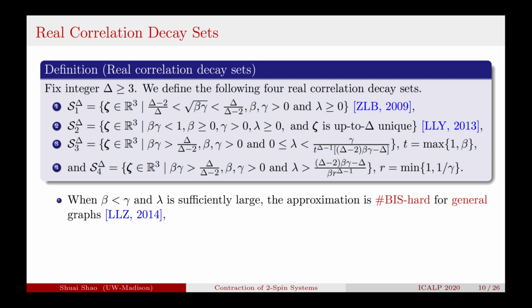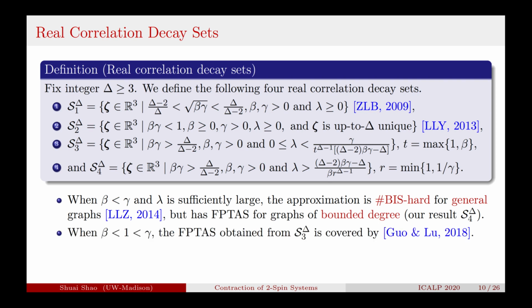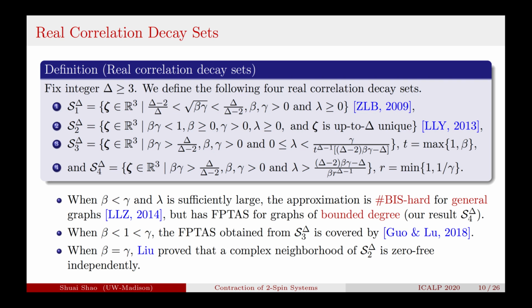And when beta is less than gamma and lambda is sufficiently large, it's known that the approximation of two-spin systems is BIS-hard for general graphs, while BIS-hard is a conjectured intermediate class for the approximation of counting problems. However, here we show that there exists an FPTAS for such problems on graphs of bounded degree. And when beta is less than 1 and less than gamma, the FPTAS obtained by our set S3 is covered by the result of Guo and Lu. And also, when beta equals gamma, Liu independently proves that a complex neighborhood of S2 is zero-free.